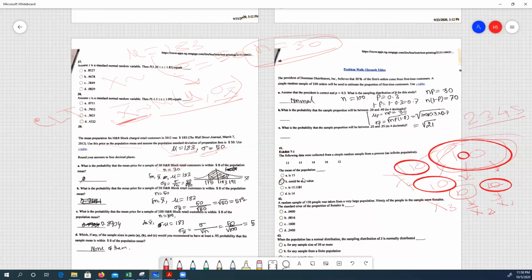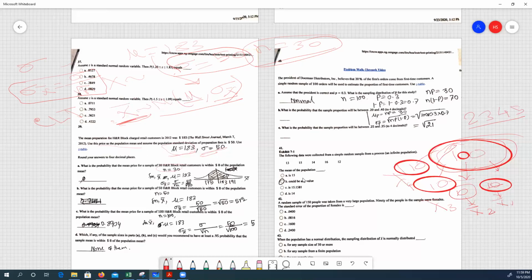For the population distribution, the standard deviation was sigma. Now it is sigma x bar. So what is the difference between sigma and sigma x bar? Sigma x bar is actually sigma over the square root of n. So if you increase the sample size, that will decrease the value of the standard deviation.